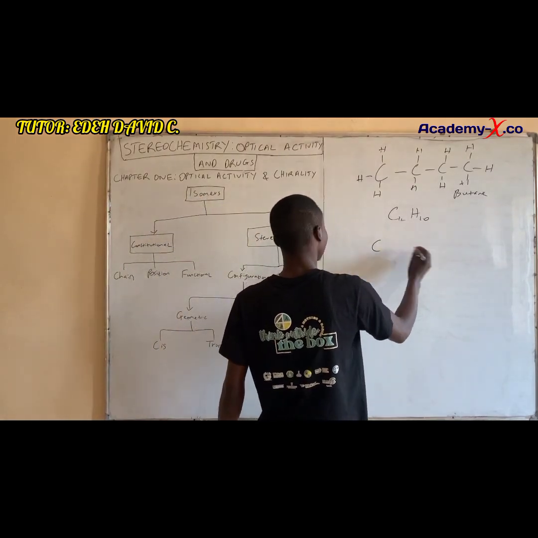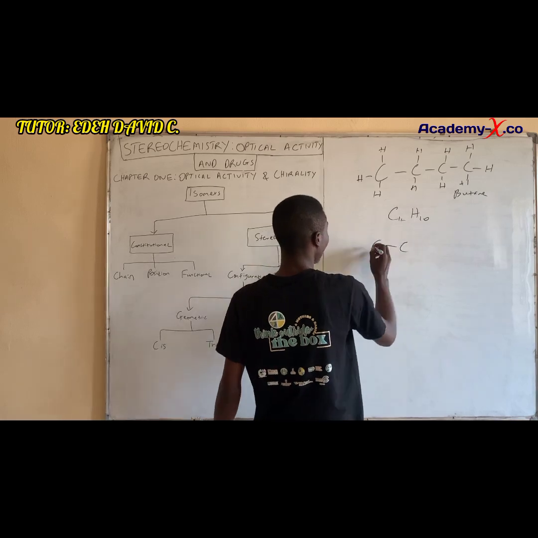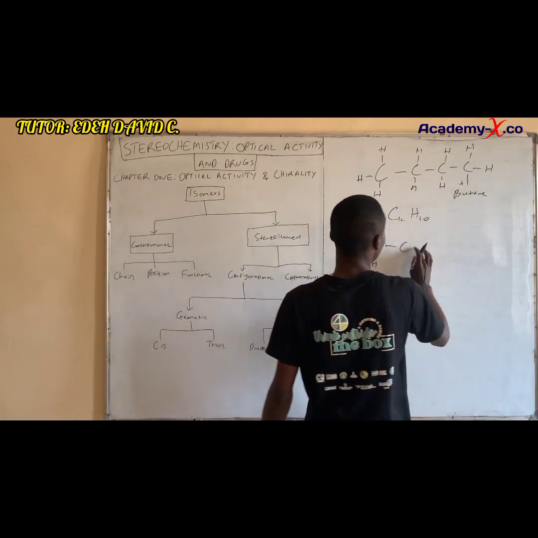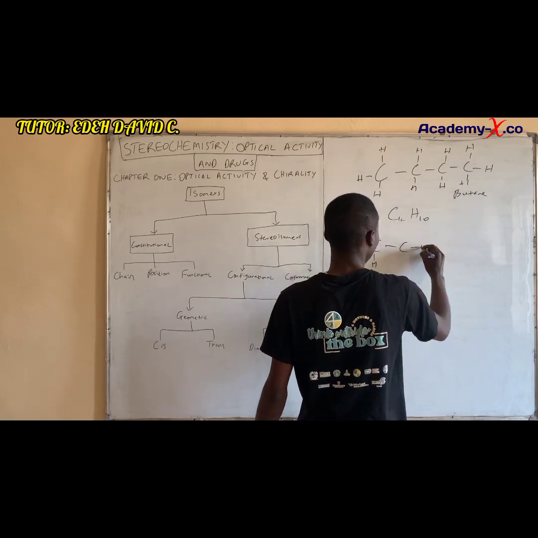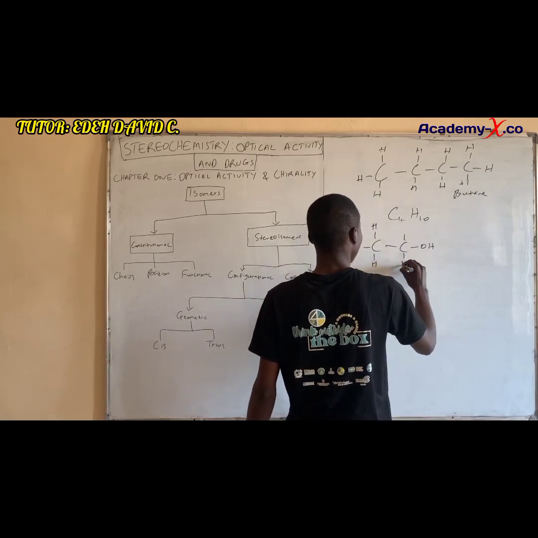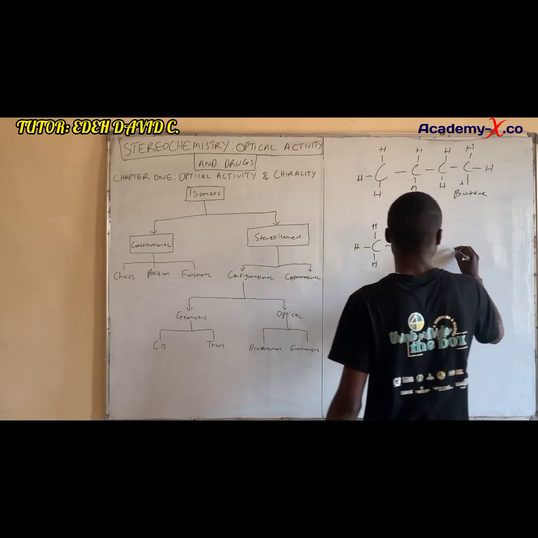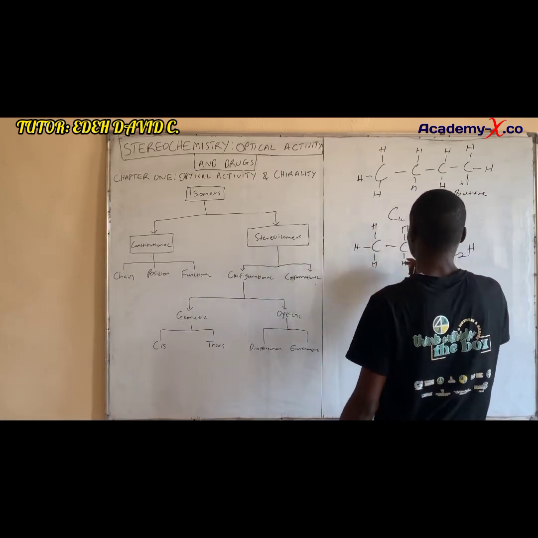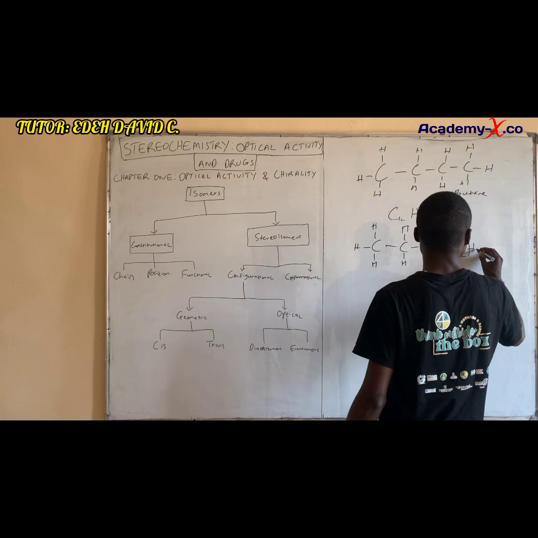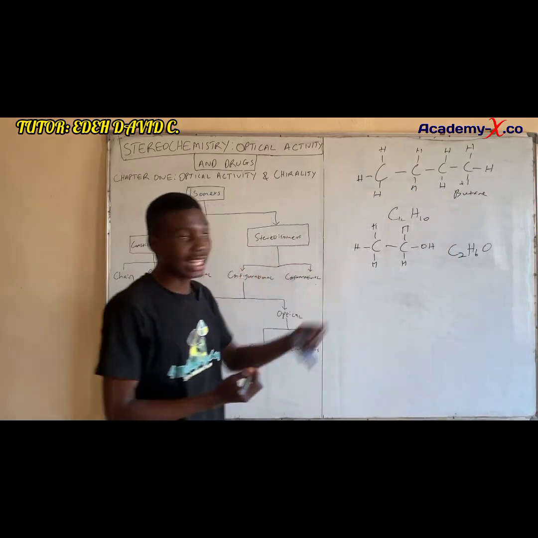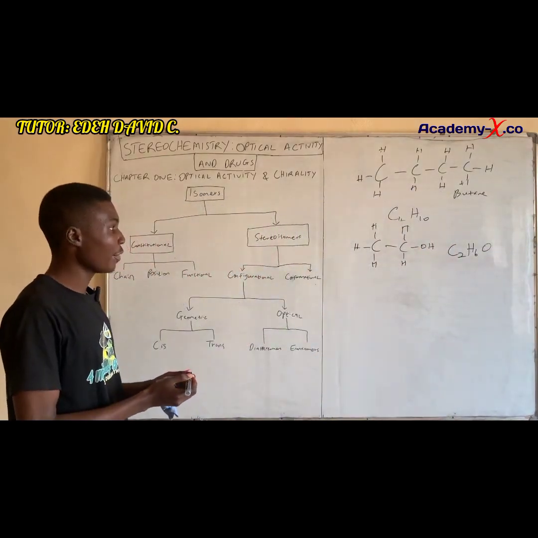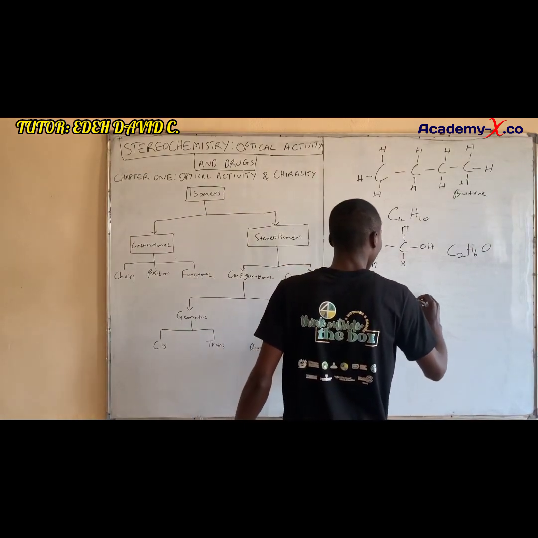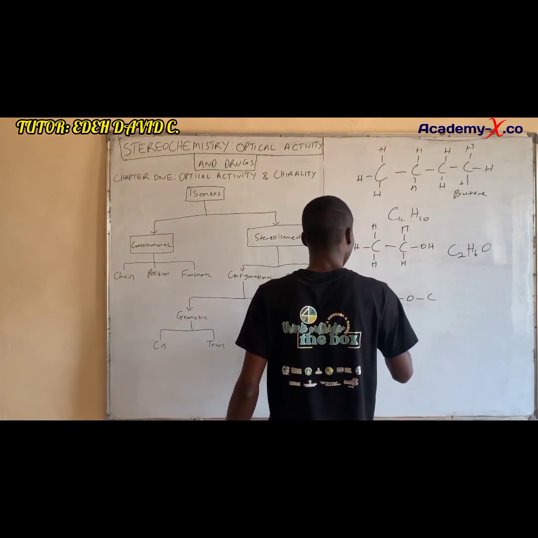Is C, then we have our H, and then we have our OH, we have our H. So this is actually C2H6O. All right, so this is our ethanol. This is ethanol we have right here. And then we can also have a compound like this, where we have COC, then we have our H.